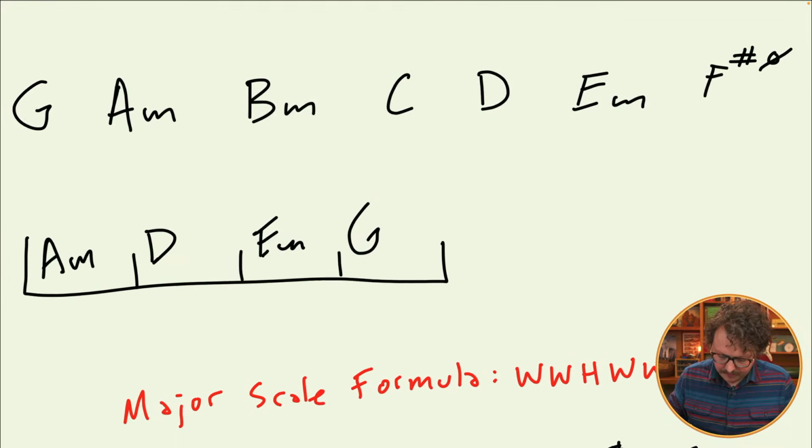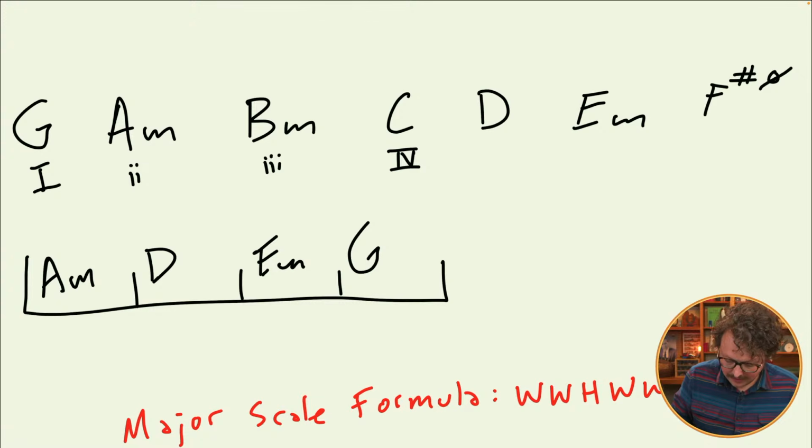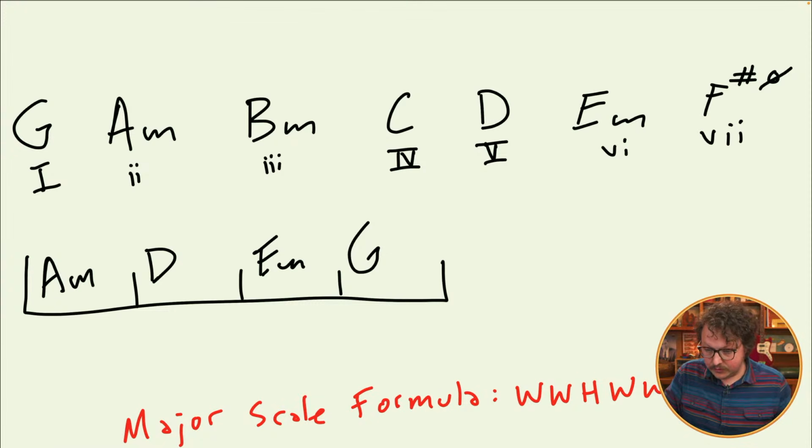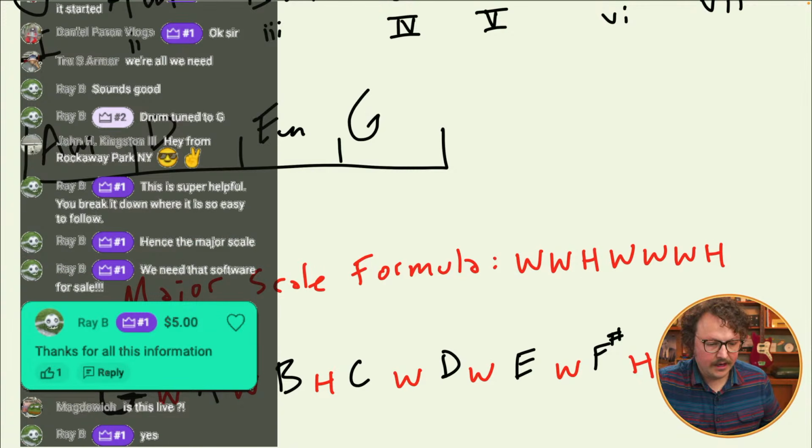So first of all, there's stuff that I don't know if I have enough time to explain, but part of why we use Roman numerals to describe the chords in a key is because of a very cool sort of logic thing.